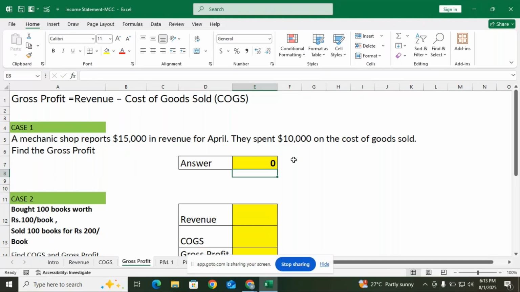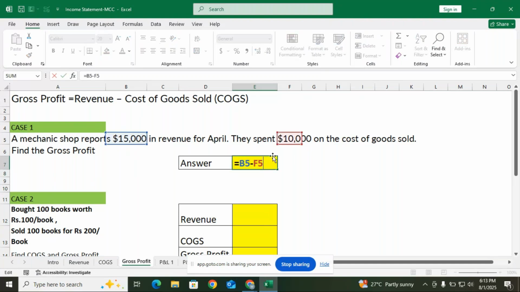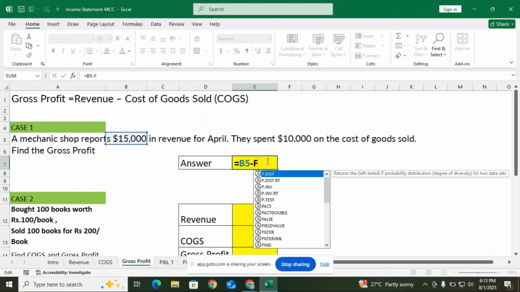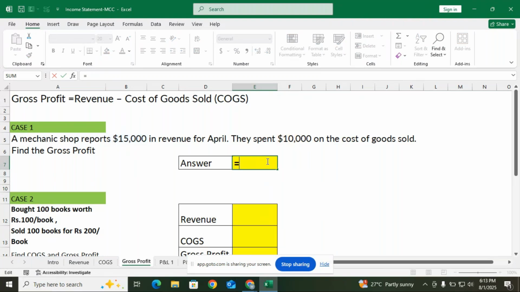So again, the cell referencing once again. What you can do is just put 15,000 minus 10,000. So 5,000 is your GP, your gross profit.